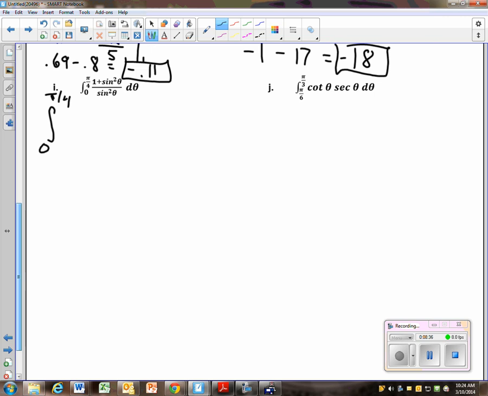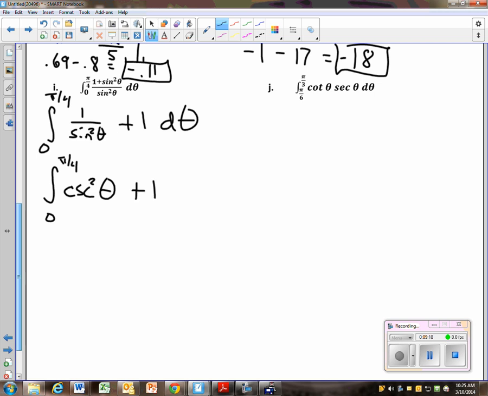Okay, let's go 1 over sine squared, just like we did up top. Same type of situation. Put sine squared over sine squared, that's 1. Okay, what's 1 over sine squared? Cosecant squared of theta. Well, that's kind of neat.